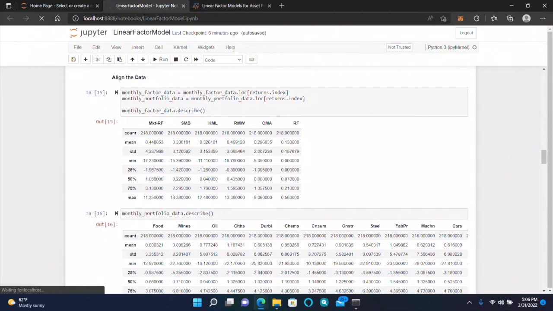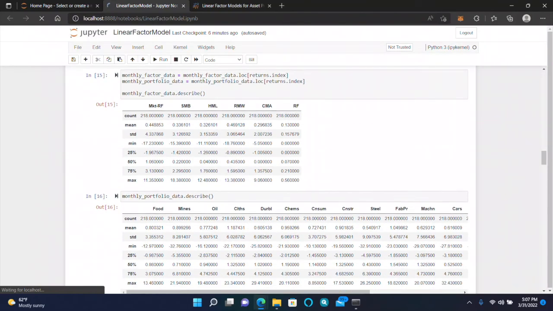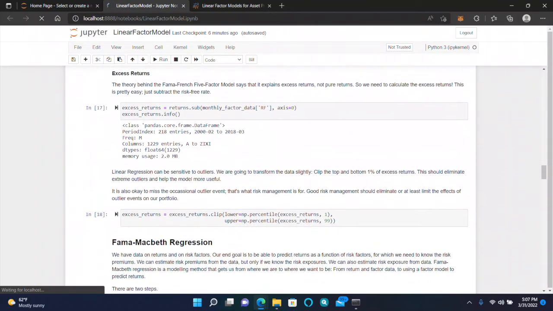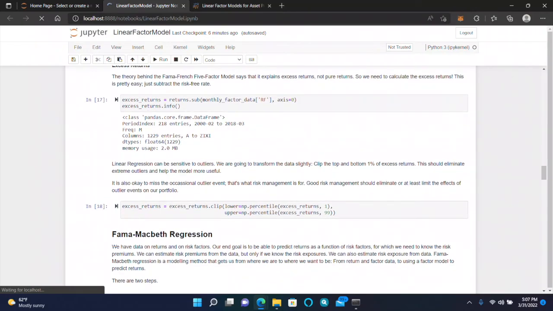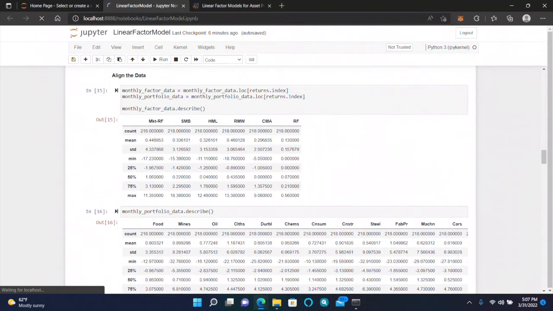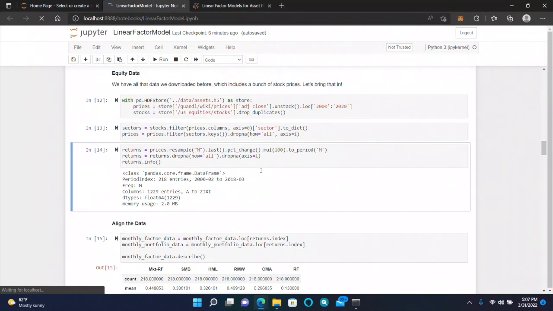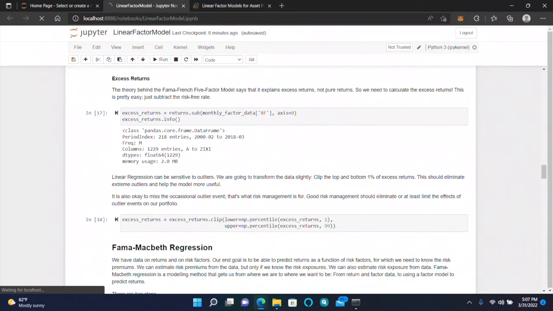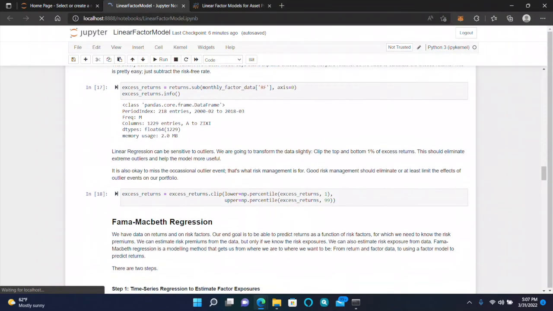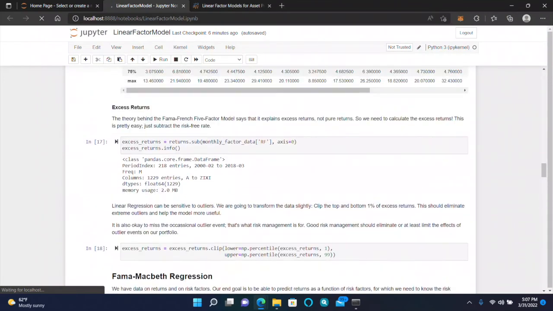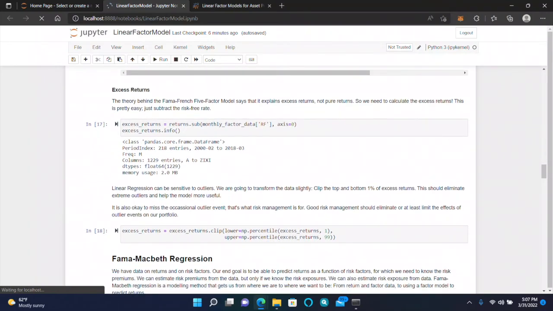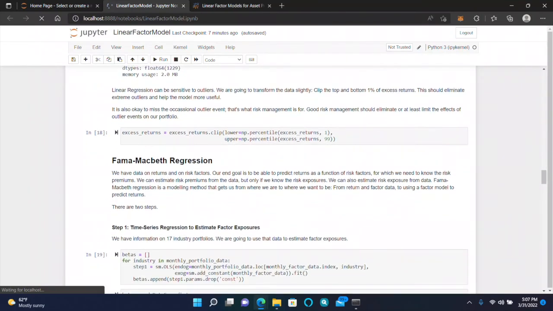Now we just want to make sure that it lines up correctly. We just want to make sure that everything has the same values on the same days. Does that make sense? So we'll get the excess returns by taking our returns up here and subtracting the risk-free rate. Because the Fama-French model actually explains excess returns, not just regular returns.